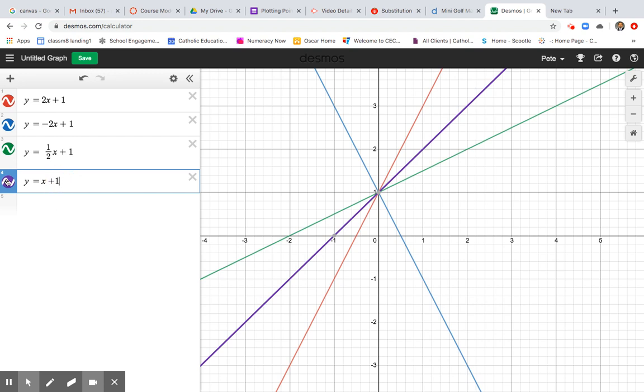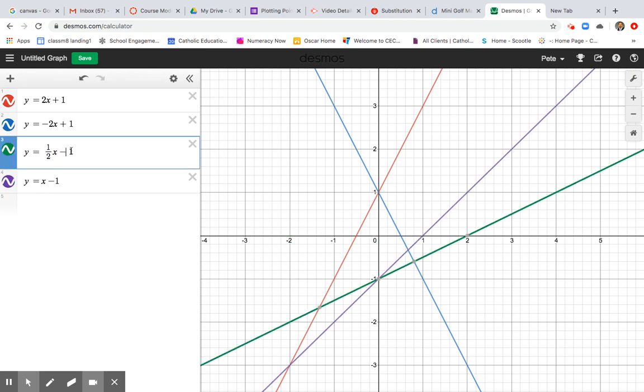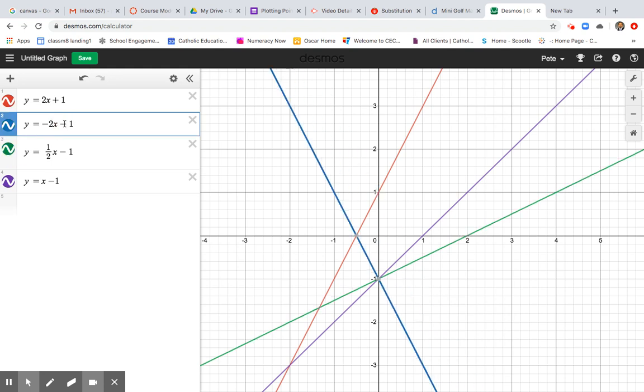Now, I wonder if you can predict what would happen, or what it would look like, if it was y equals x minus 1? I wonder where it would cross. Would it cross up higher or would it cross down lower? Now I'm hoping that you're thinking or guessing that it's going to cross at minus 1, because that's exactly what it does. We change this to minus 1, it goes down to minus 1. We change this one to minus 1, it goes down.